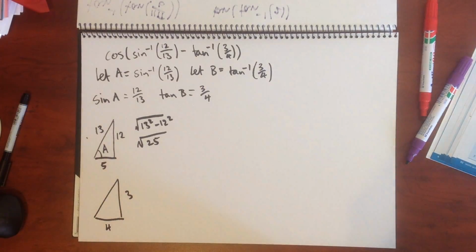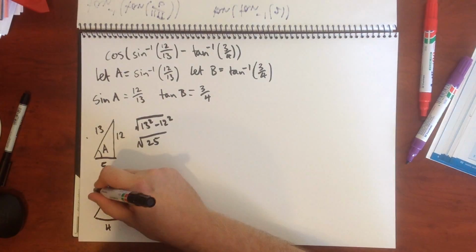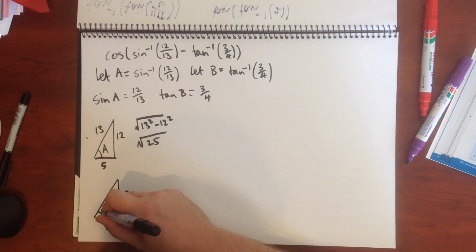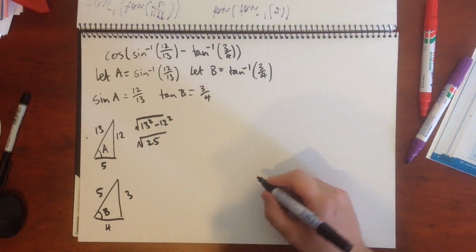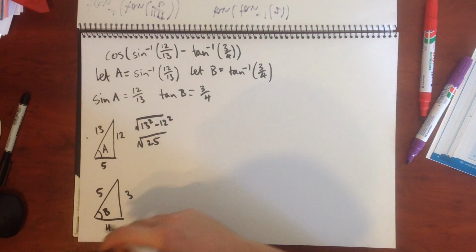Which is 3 and 4, so we know that this is B, and we've got to be 5. Okay, a 3, 4, 5 triangle. So that means we're getting there here.